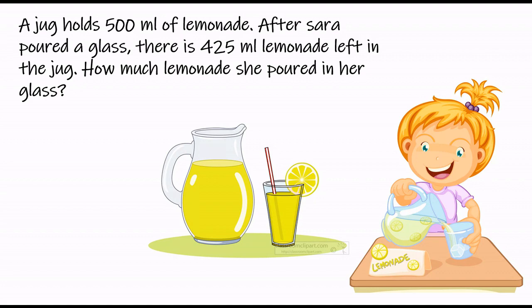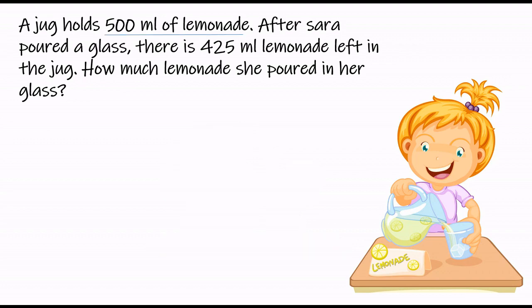We are supposed to calculate how much lemonade she poured in her glass. So put on your thinking cap and try to solve it. Don't forget to underline the important values. So the capacity of the jug according to the word problem is 500 ml. The amount of lemonade left after Sarah poured a glass is 425 ml.